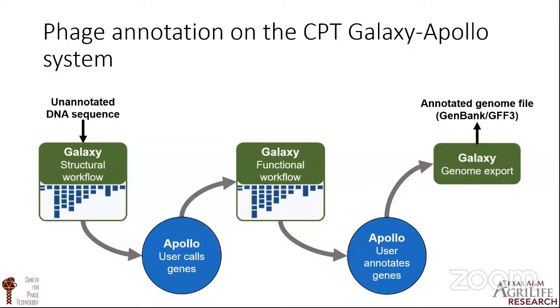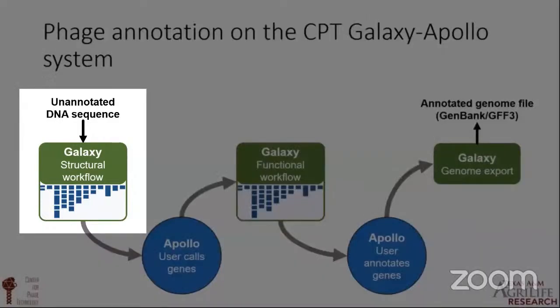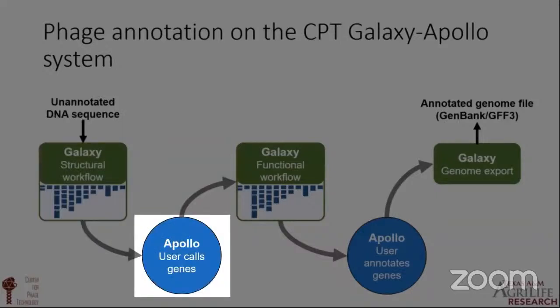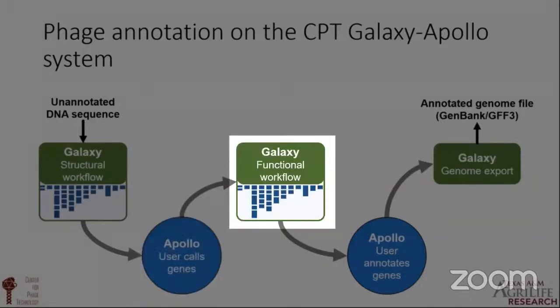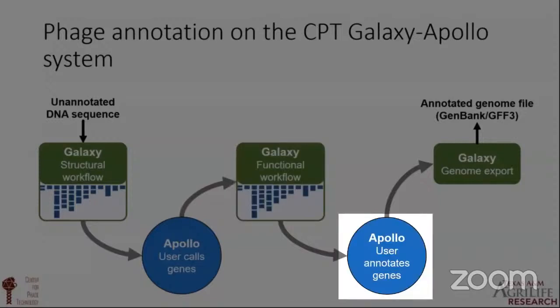This schematic shows an overview of what the annotation workflow looks like on the CPT Galaxy Apollo system. An unannotated DNA sequence is uploaded into Galaxy and then subjected to a structural workflow to identify genes. The organism sequence and tool outputs are then transferred to Apollo, where users are able to call genes in the user annotation track based on the evidence. These user annotations are then transferred back into Galaxy, where the called genes are analyzed by additional tools, and these are then transferred back into Apollo, where the user can then use this data to annotate their gene functions, again in the user-created annotations track.